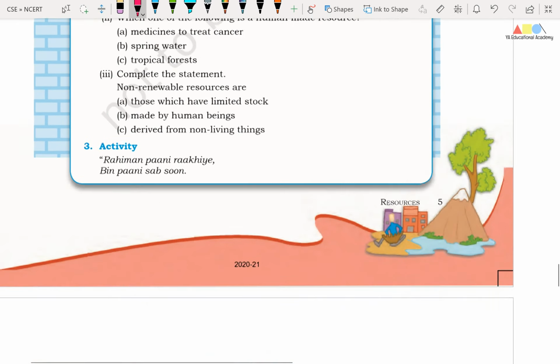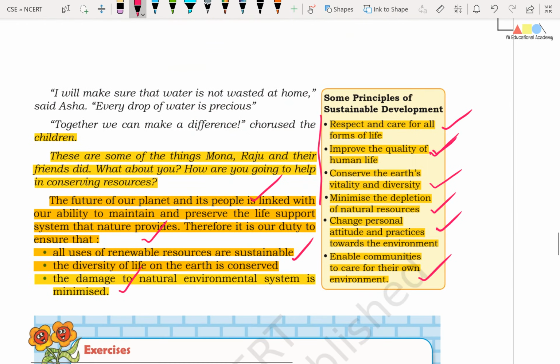Alright friends, this is all from this chapter. This is a small chapter but an important one. So please read once again and try to understand the concepts in a clear way.